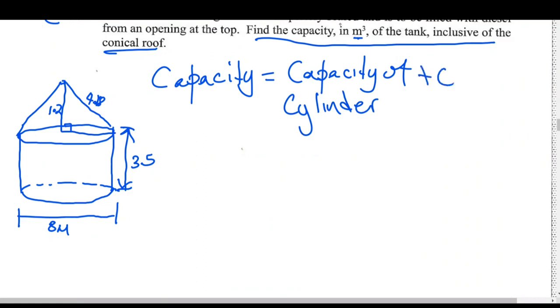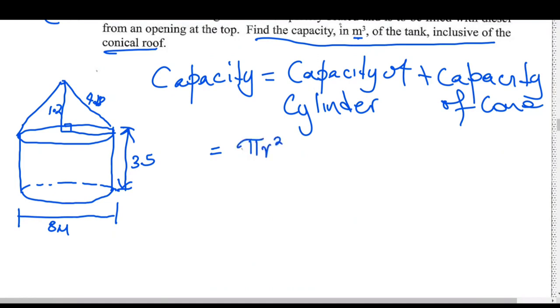And you want to add that to the capacity of the cone. Add those together and then we would have gotten the total capacity. The formulas are given. The capacity of the cylinder, we can find that by using pi r squared h. The capacity of the cone is 1/3 the same formula, pi r squared h. So the formula of the cone and the cylinder, it's the same thing, only that the cone is 1/3 of it. So let's put it together.